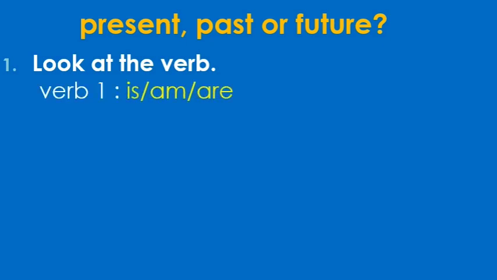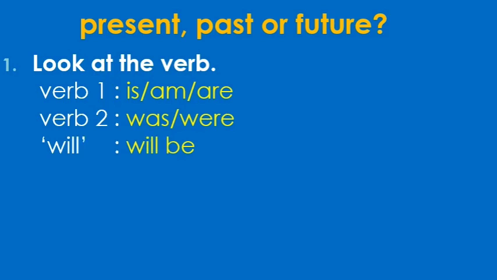Now, how do we know that the sentence is in the present, past, or future simple? The first one, look at the verb. If the verb is verb 1, use is, am, or are. If it's verb 2, use was or were. If it's will, use will be plus verb 3 for all of them.